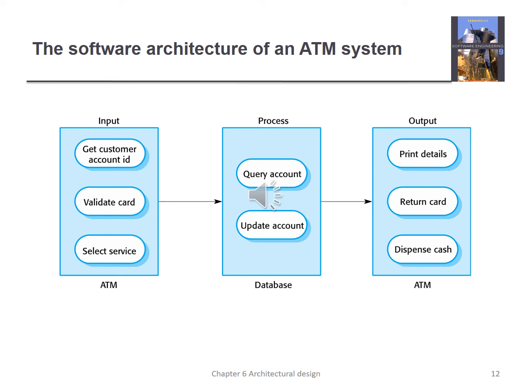So right away, you put the card, you get the ID, you validate the card, and if everything is okay, then you select the service. It depends on the service to go to the processing. You query the account from the database, then you update it. Then after that, it goes back to the ATM and prints the detail, returns the card, and dispenses the cash. So this is the architecture for an ATM system, all ATM systems.